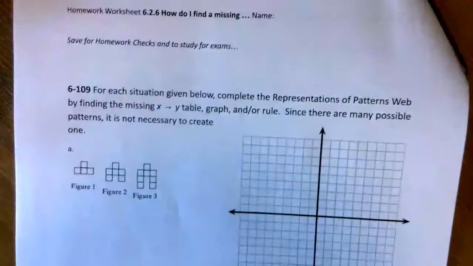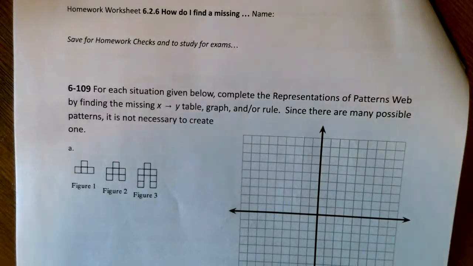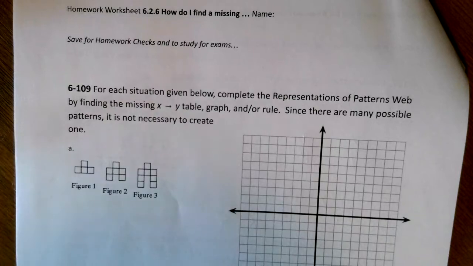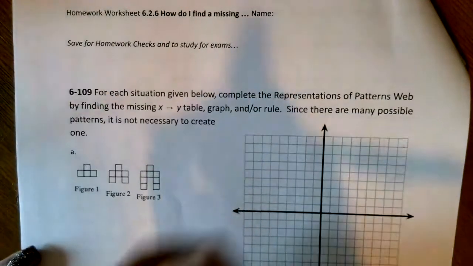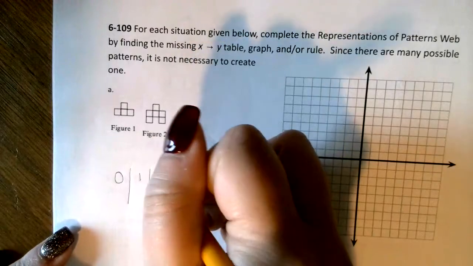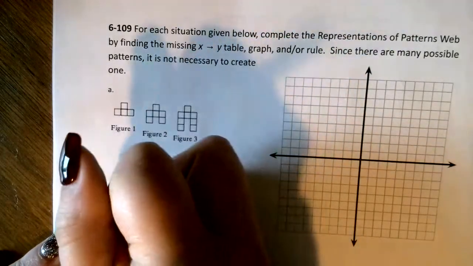Okay, next up, a little bit of review. So for each situation given below, we have to complete the representations web, meaning a rule, a graph, a table, a tile pattern for each of our situations. Okay, so let's start with an XY table because we're already kind of given that information. Okay. So I know I need figure 0. 1, 2, 3 is fine. We don't really need more than that.